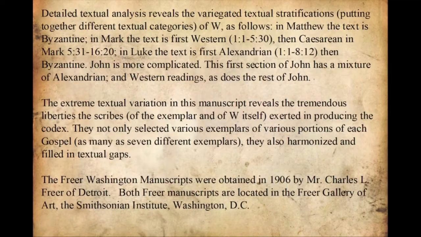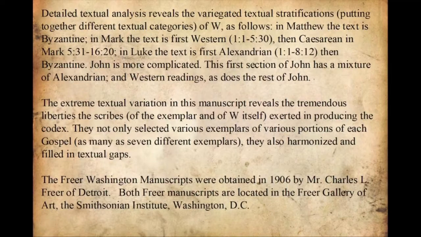Now check this out. This is a very eclectic, I guess you could say, manuscript. In Matthew, the text is Byzantine. In Mark, the text is first Western, then Caesarean. So that's why I wanted to go through those text types again. In Luke, the text is first Alexandrian, then Byzantine. John is more complicated. The first section of John has a mixture of Alexandrian and Western readings, as does the rest of John.